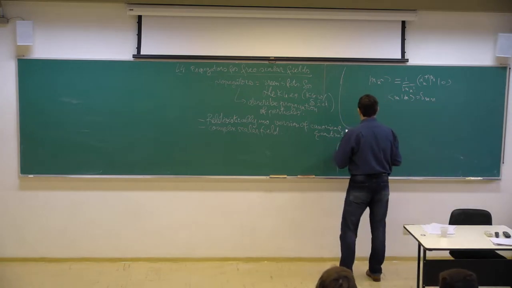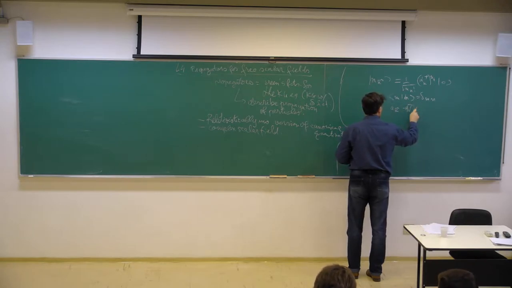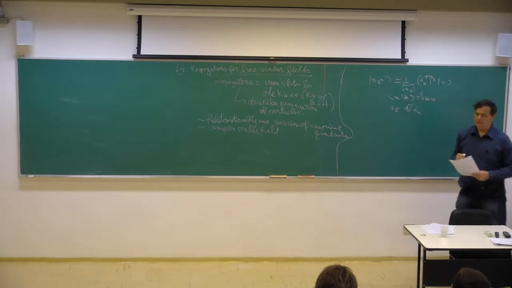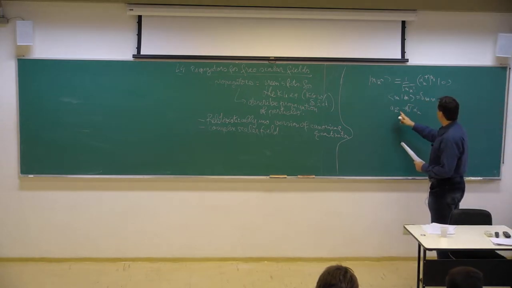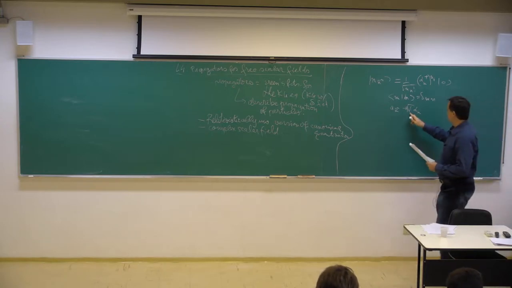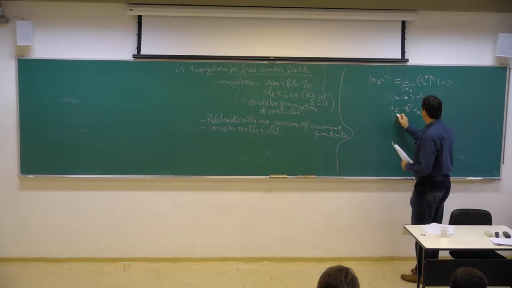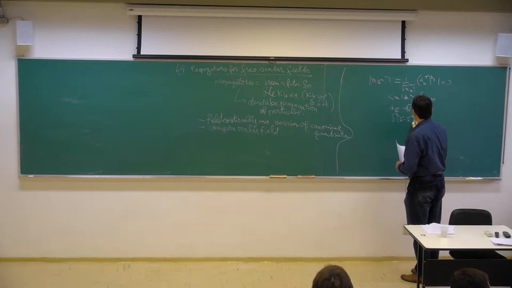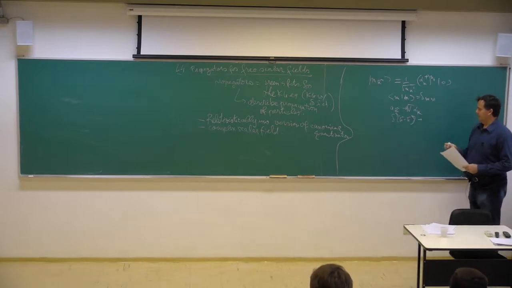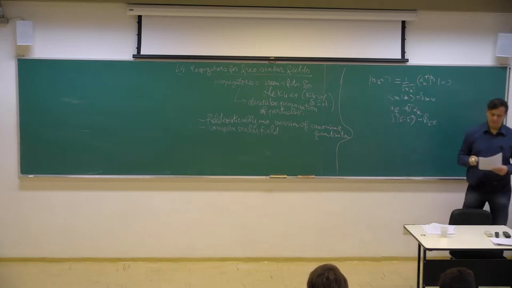and then the discretization involved in putting the system in a box corresponded to relating a_k, the oscillator, with square root V alpha_k, the oscillator in the discrete state. And then the delta function, which for continuous momenta was just the Dirac delta function, then became Kronecker delta with a volume in front.